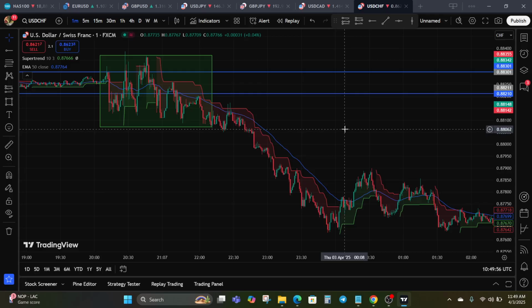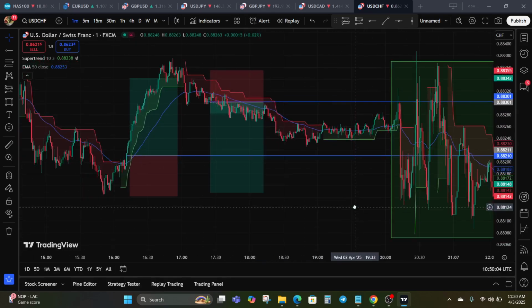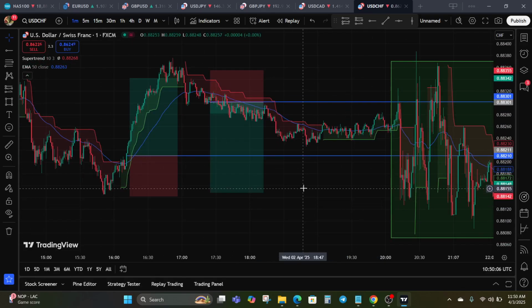So always use stop losses. It's important. Always use stop losses. The Forex market is unpredictable, and no strategy is 100% foolproof. Stick to a solid risk to reward ratio and never over leverage. So that is the best 1 minute super trend strategy, broken down step by step.